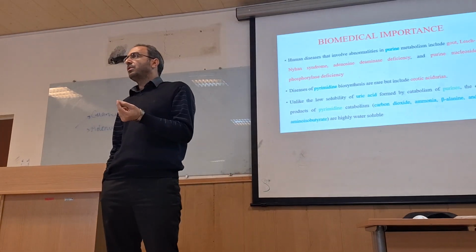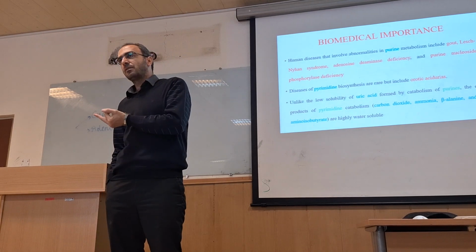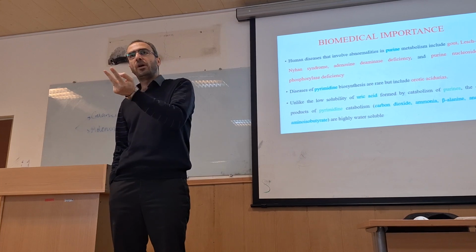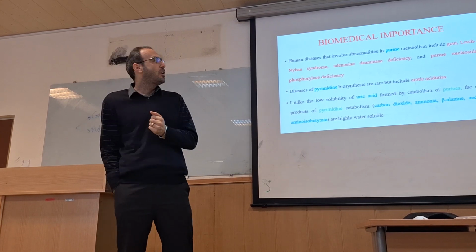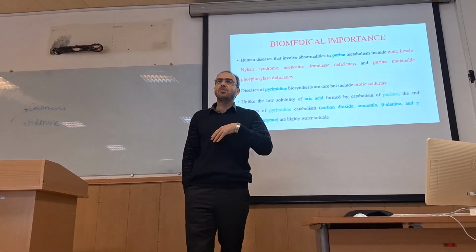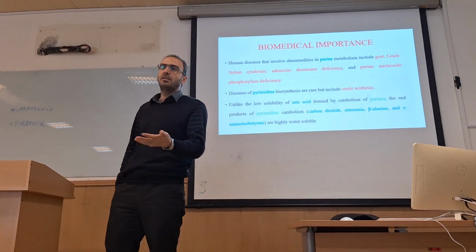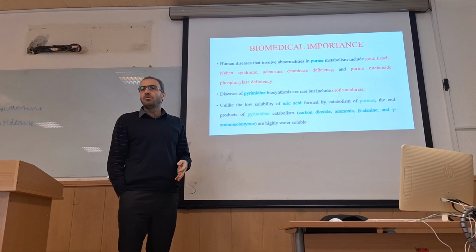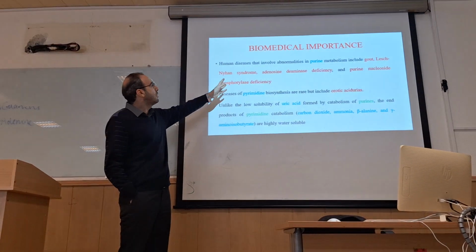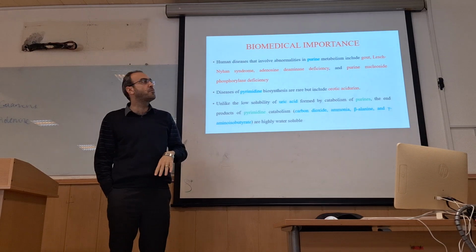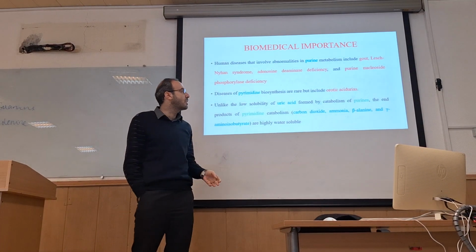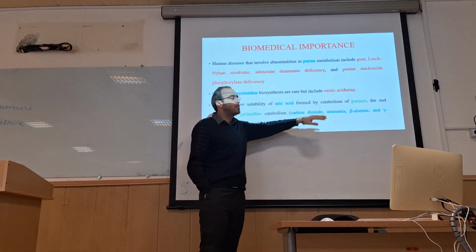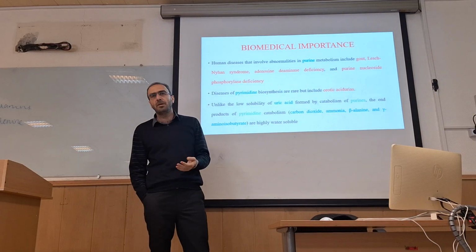Related to their metabolism, we can divide them into catabolism and synthesis. Synthesis itself can occur in two ways, de novo or salvage. So I will start with the catabolism of purine, and then one by one. We have some diseases related to nucleotide metabolism, like Lesch-Nyhan syndrome, adenosine deaminase deficiency, and purine nucleoside phosphorylase deficiency. They are related to purine metabolism. And related to pyrimidine metabolism, uric aciduria is one of the main diseases.